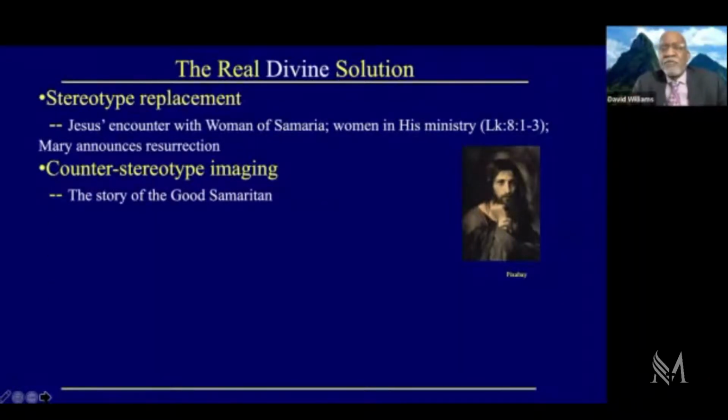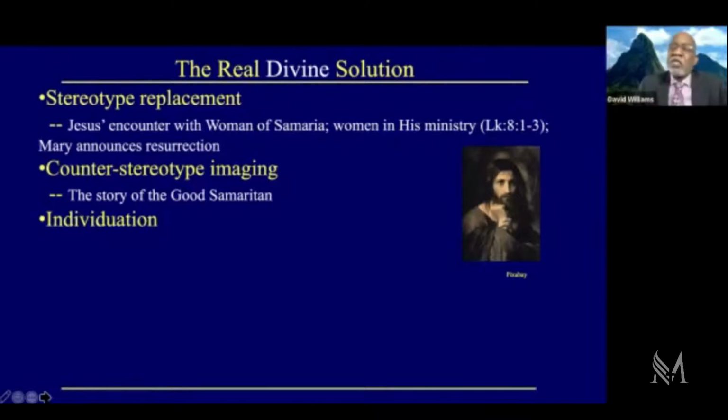You see that in the story of the Good Samaritan. Counter-stereotype imaging: you think all women are weak? Well, imagine what a strong woman looks like. Here, Jesus took the Samaritan, a despised group, and made the Samaritan the hero of the story. And in that story, he gave his listeners the image of someone they despised doing something very positive. Counter-stereotype imaging.